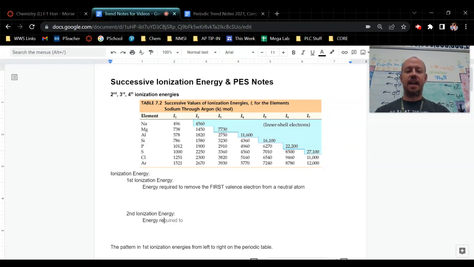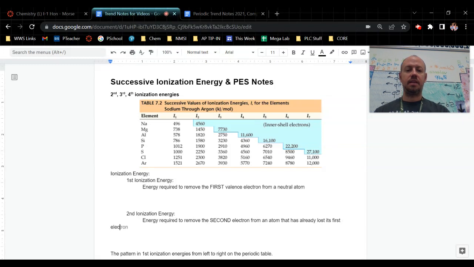So the second is the energy required to remove the second electron from an atom that has already lost its first electron. I put valence on there, but I took it off because sometimes if we only have one in that valence shell, this next one isn't going to be a valence electron. So we're just talking about removing the first electron, then after we've done that, taking the second one, the third, the fourth, the fifth, the sixth, and the seventh.